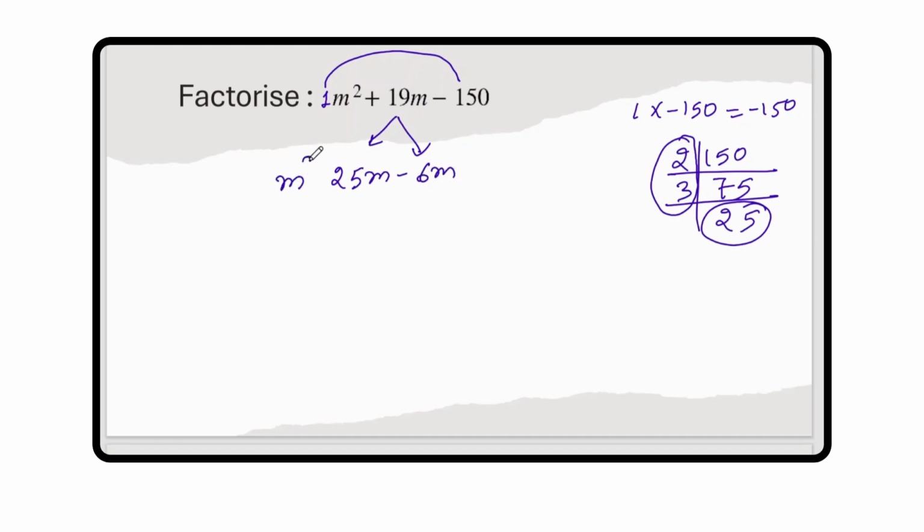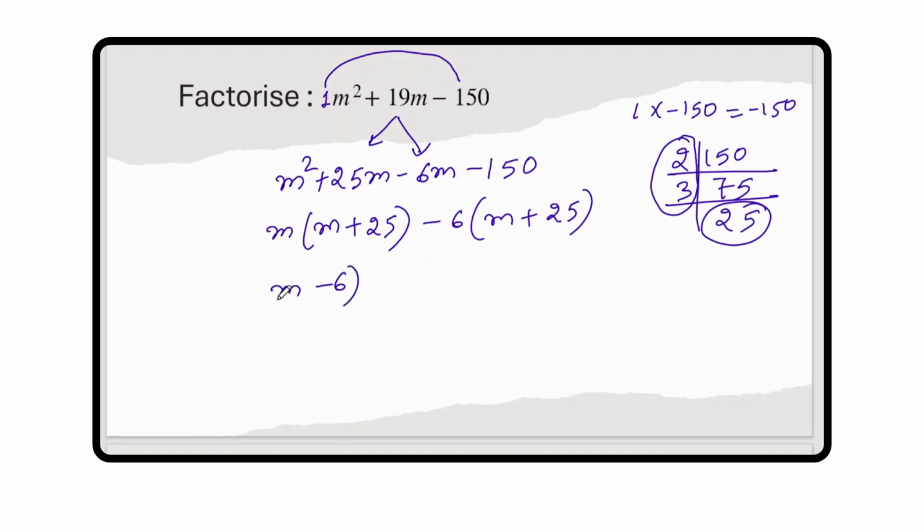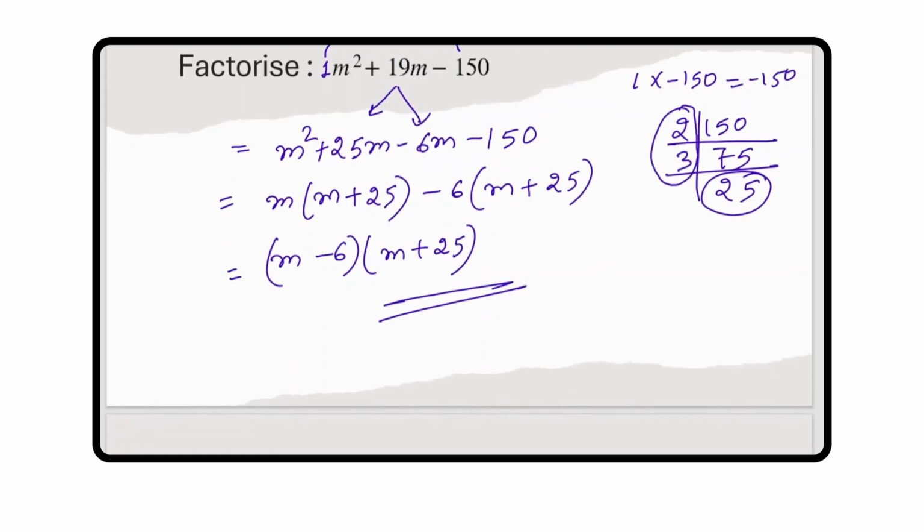Okay, so I can write m square plus this, minus 150. So I will get m as common. So m plus 25, minus 6 as common. Then I will write m plus 25. So our answer is m minus 6, m plus 25. Okay. Next question.